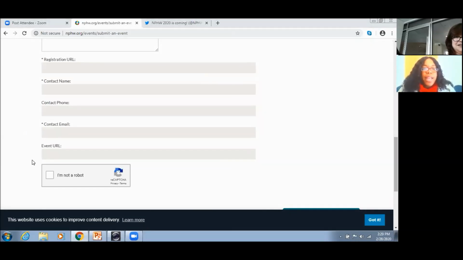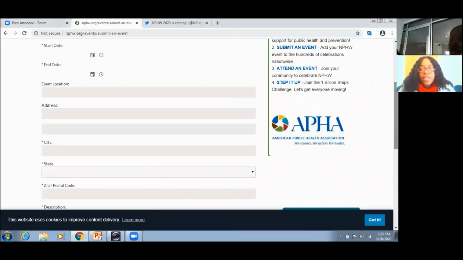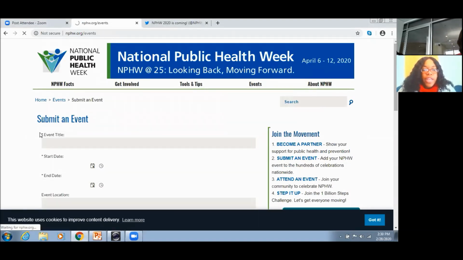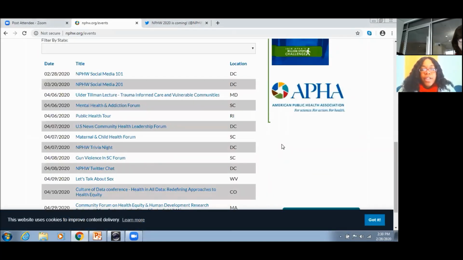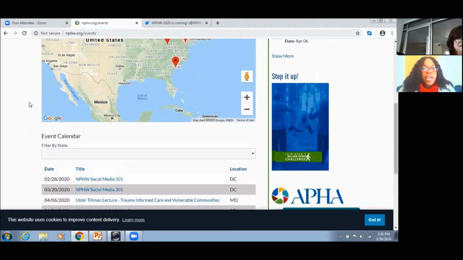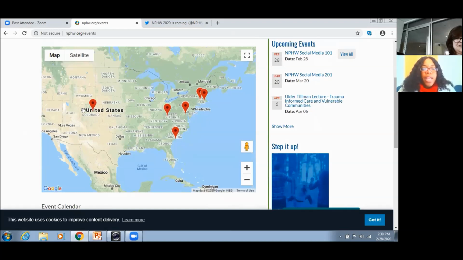So that's what's going to happen. And then once you submit your event, if I hit events right here, these are all the events that are currently already loaded up. So you can see there's a variety of them, and then you can see the map, and you can see where they're taking place. So definitely make sure that you hit that link and you submit your event so that we can see what you're doing, and people that are around you can see what's going on.